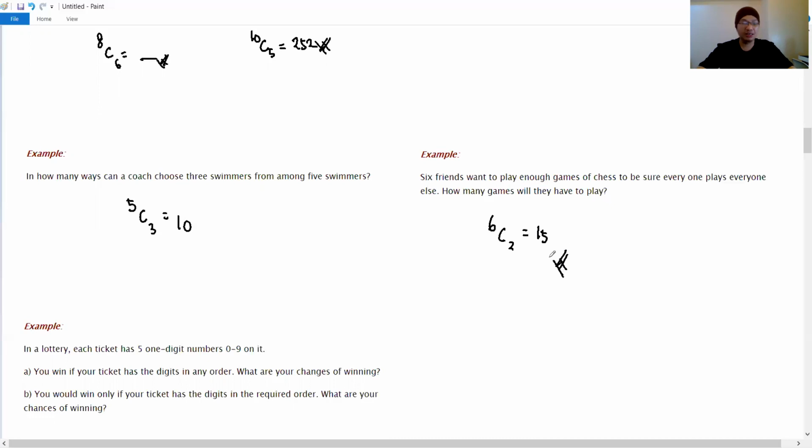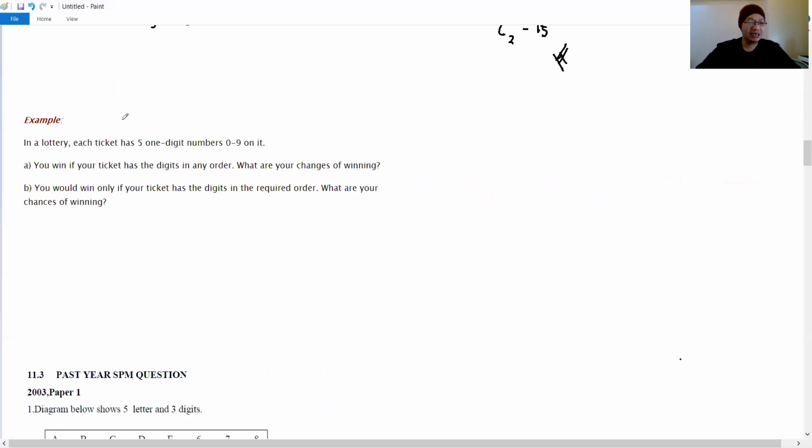Okay, next example. In a lottery, like Sport Toto or Magnum 4D, each ticket has 5 one-digit numbers, from 0 until 9, on it. For this question, when we talk about Sport Toto, there are 5 available places, and the numbers available are 0 until 9.